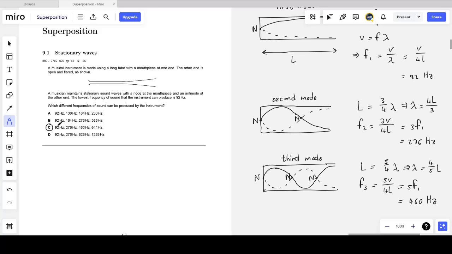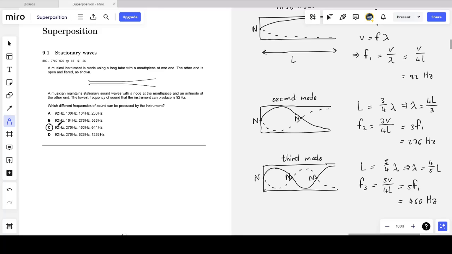Again, you wouldn't need to do all of these workings. If you remember the relationship for the frequencies for a pipe that is closed at one end, you'll realize that it's V over 4L and then 3V over 4L and then 5V over 4L. So it's odd multiples of V over 4L. And then you can just take odd multiples of 92: 1 times 92, 3 times 92, 5 times 92, and then 7 times 92, which would give you 644. But from first principles, this is how you would calculate it.